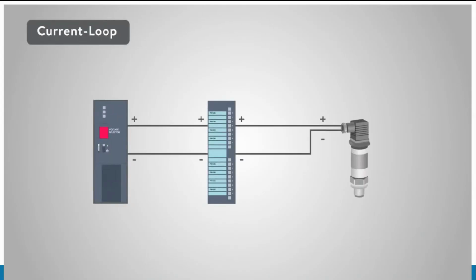Current loop technology has been used for analog sensors for the past 4 decades to transmit important process data to the control system, whether that system is a DCS, or distributed control system, a PLC, or programmable logic controller, or a single-loop controller.